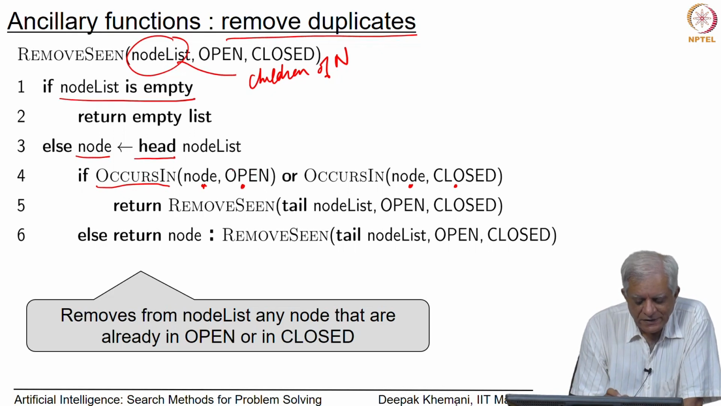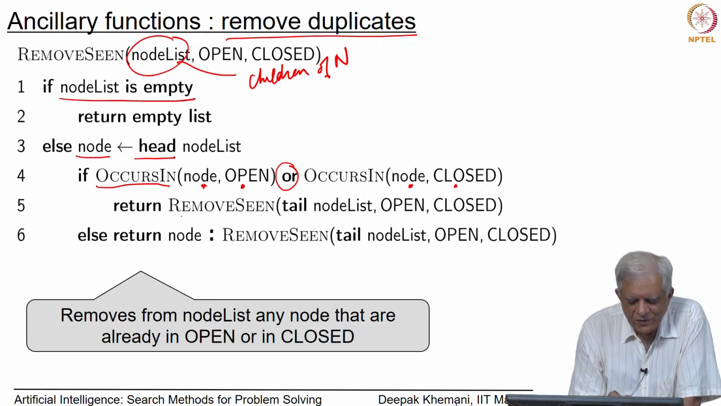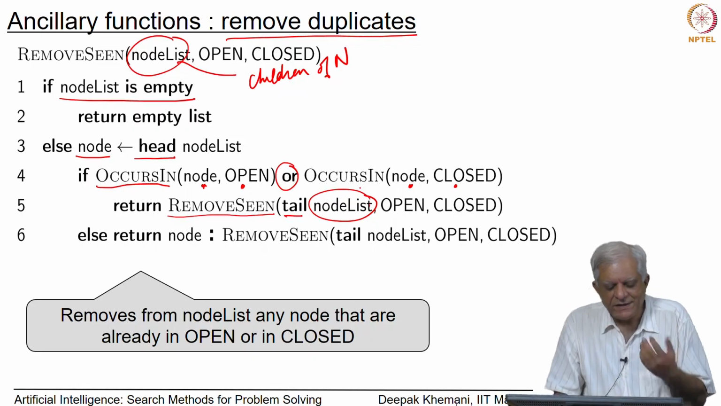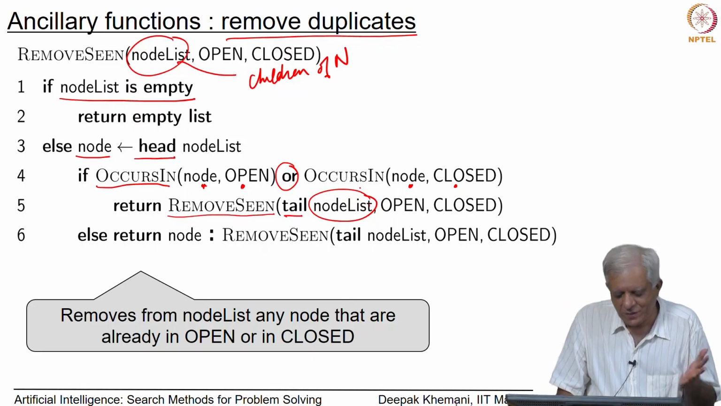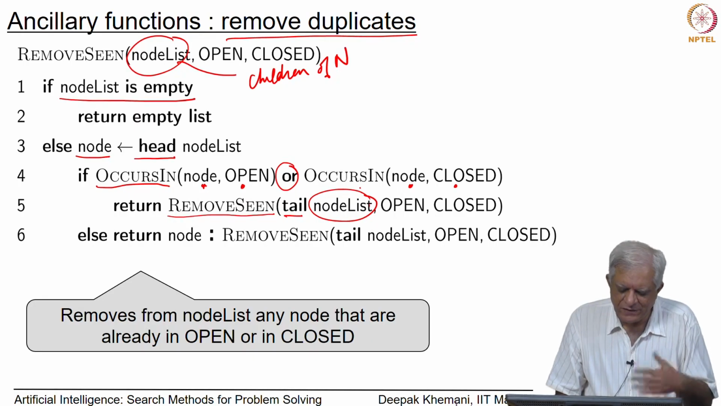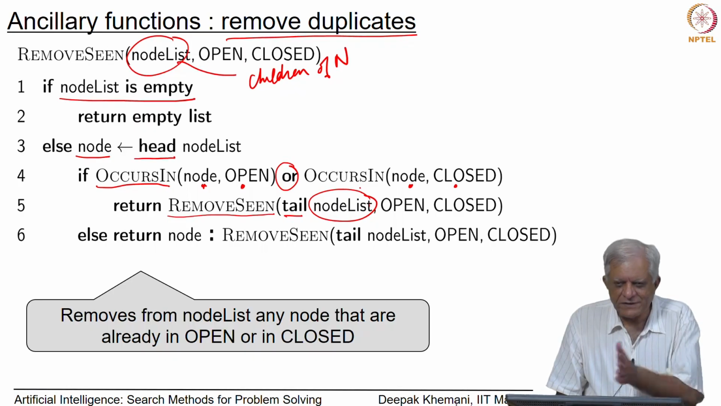So, if the node occurs in open or the node occurs in closed, then we do not want to add it. So, what we return is simply remove seen applied to the tail of the node list essentially. That means we have taken out the first element, inspected, checked whether it is there in open or closed or not, and if it is in either open or closed, then we just discard it and work with the rest of the list.